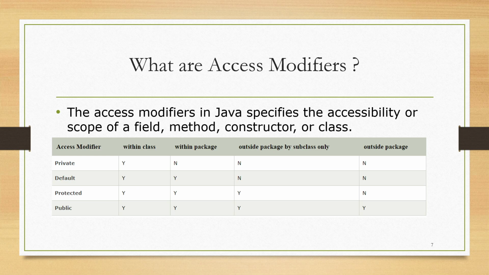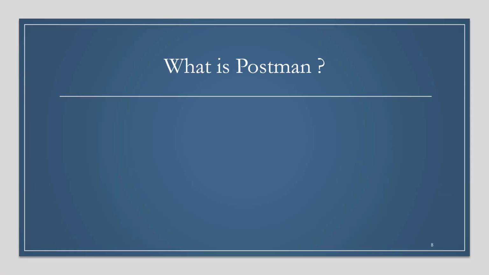Next, they might ask you a Java related question: what are access modifiers? Access modifiers in Java specify the accessibility or scope of a field, method, constructor, or class. So you can see in the table the scope of private, default, protected, and public. Public can be used anywhere, protected you cannot use outside the package, default you can use within the class and within the package, and private you can use only in the class. So if you understand this table, you can give any answer about these access modifiers.